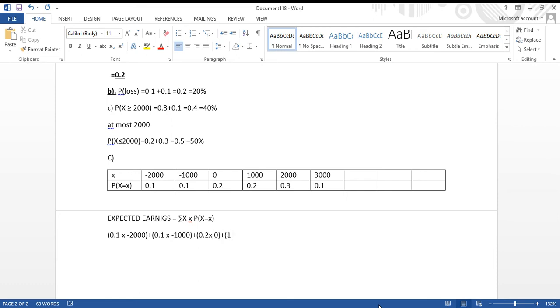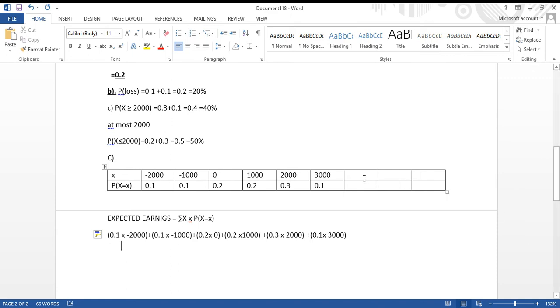plus 1,000 times 0.2, 0.2 times 1,000, right, plus 0.3 times 2000, right, plus 0.1 times 3000, right. You can tabulate this together, all right.